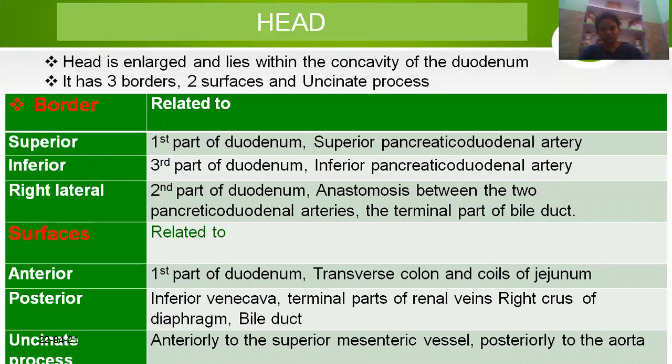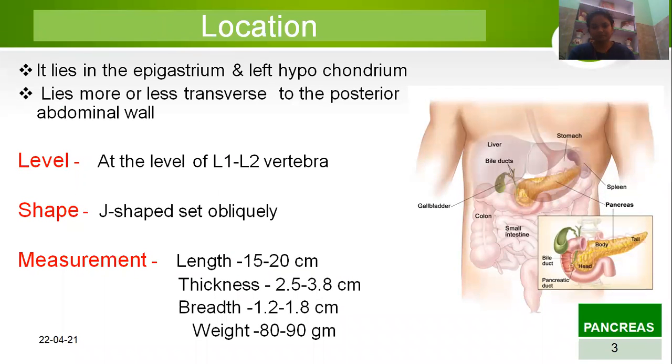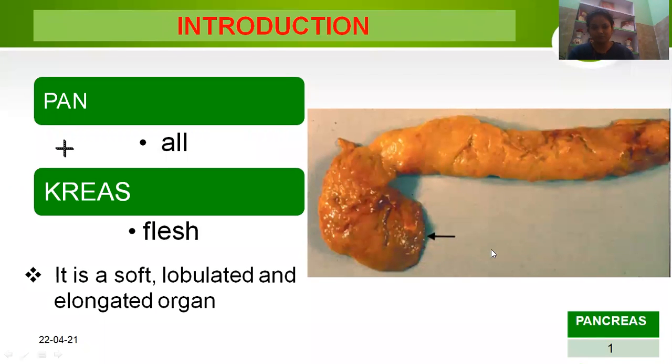Now, we will talk about the head part. The head part is enlarged and lies within the concavity of the duodenum. Here, we can see this is the head. This is the head part. And this is the concavity of the duodenum. So the head lies within the concavity of the duodenum.